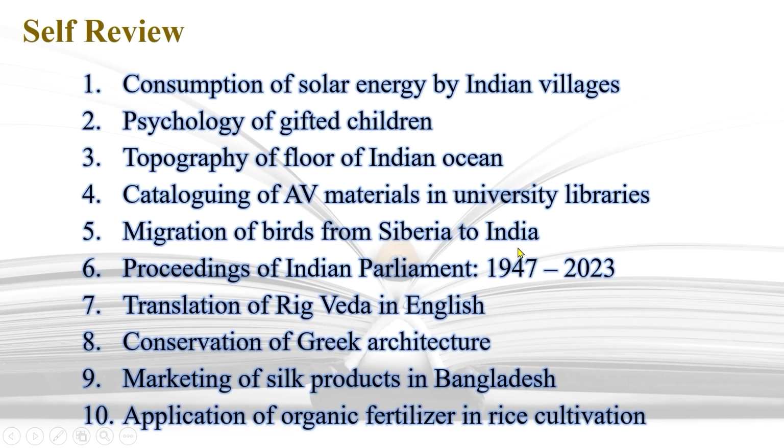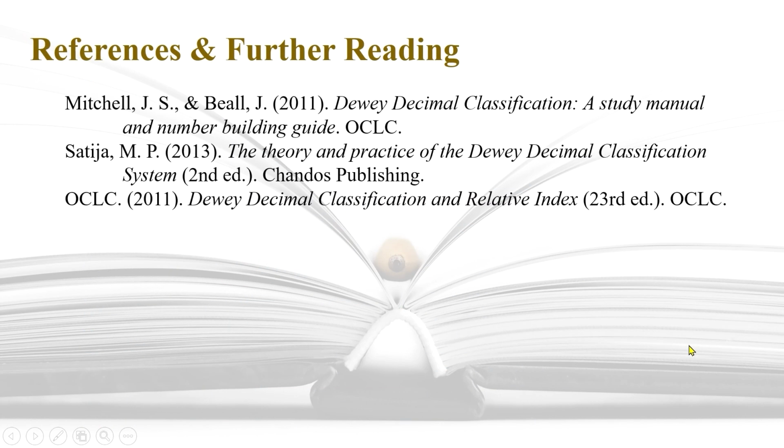Okay, so this is not the exhaustive one. You have to go for self-review. In the previous classes, we have emphasized that you go to the library or use different books of your own or from the university, so that you can practice the Dewey Decimal Classification in a better way. The more you practice, the more particular you become. Here are some self-review questions that you can solve on your own. These are the references from where you can understand it in detail.